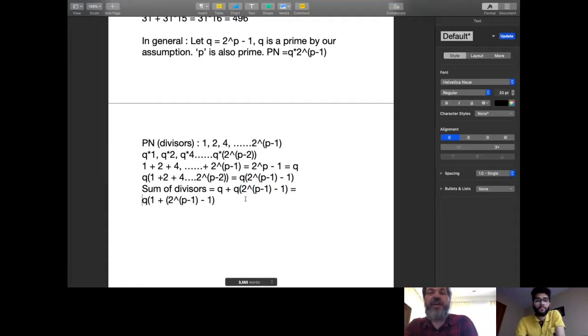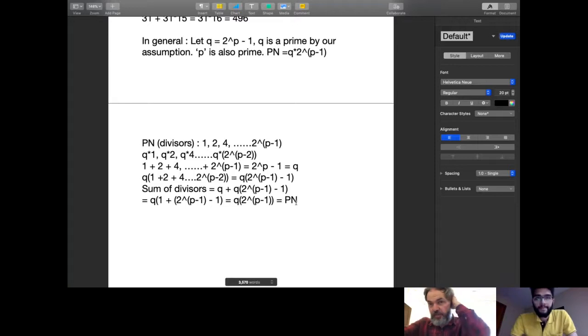So now this one cancels the other one. Let's not cancel yet, so everybody can see what you're doing. So this equals exactly q times 2 to the p minus 1, because the plus 1 cancels the minus 1. But that's our perfect number. So indeed, this is a perfect number.